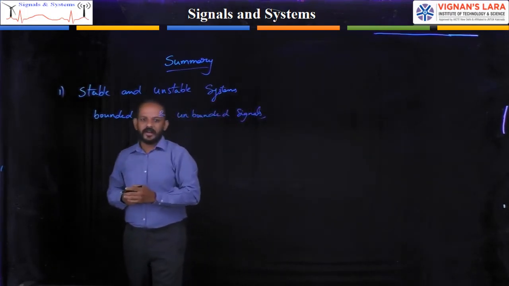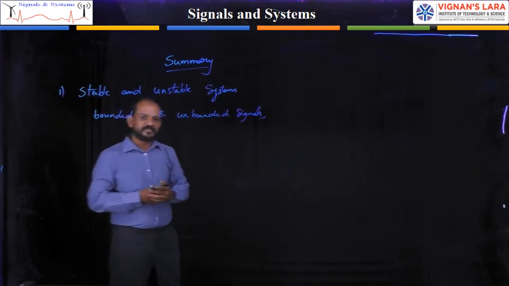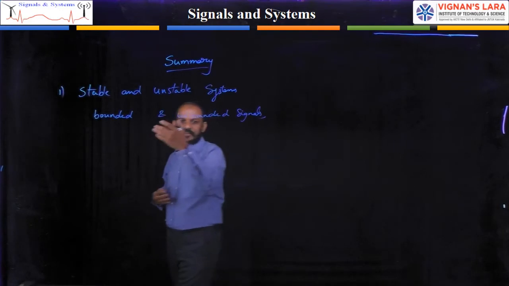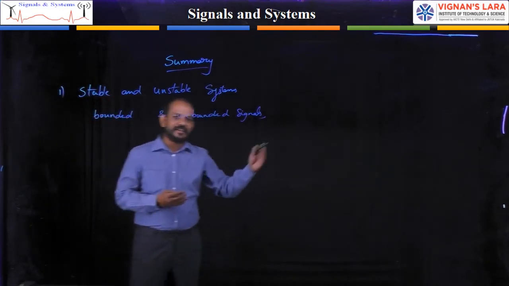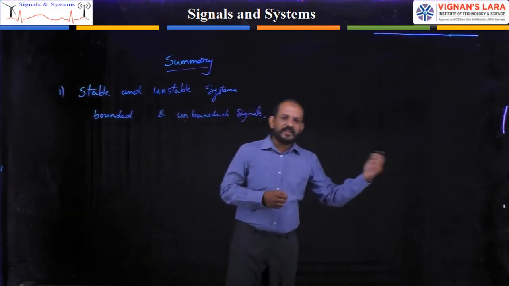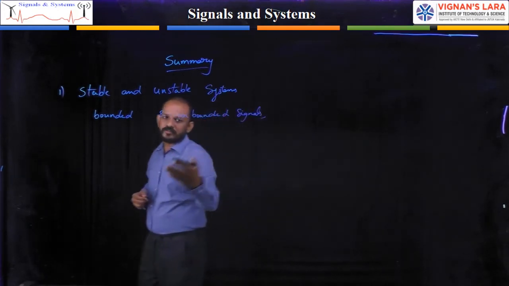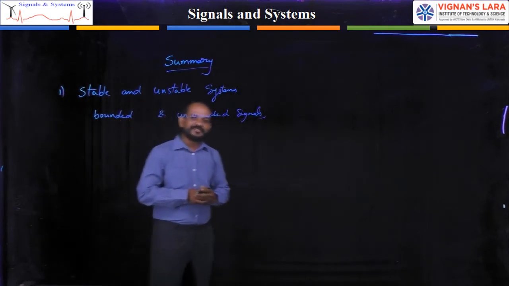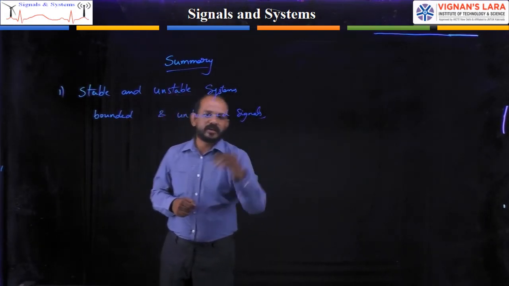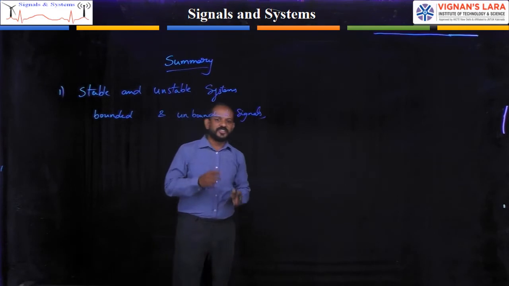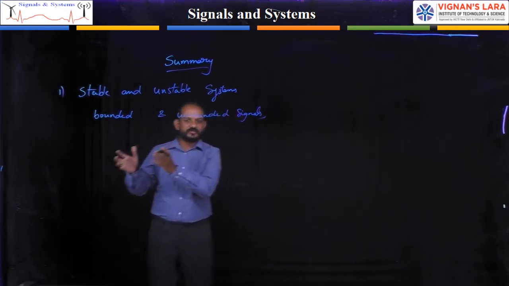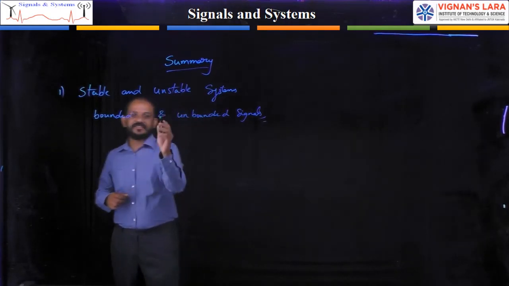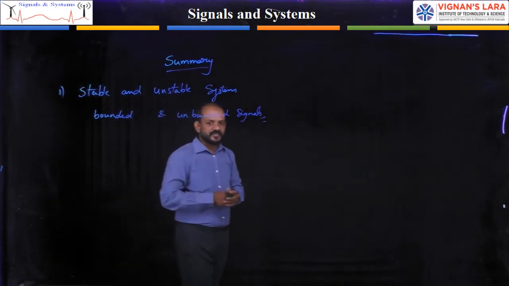I explained this for both continuous and discrete. First I explained everything with respect to continuous, and later I went for the discrete. In problems also I did both continuous as well as discrete. Continuous and discrete are almost the same; the only change is in the variable. In continuous it is small t, and in discrete it is small n. That's the first part, the stable and unstable system classification.